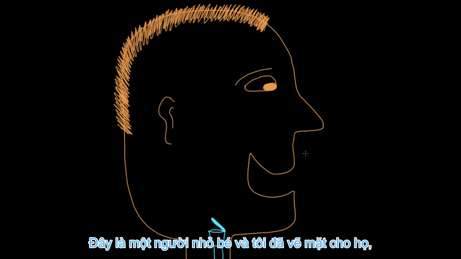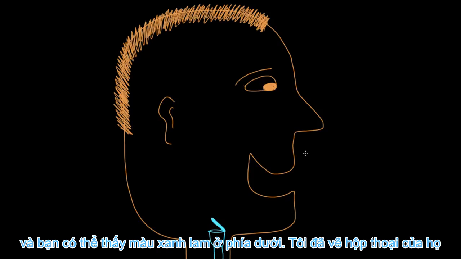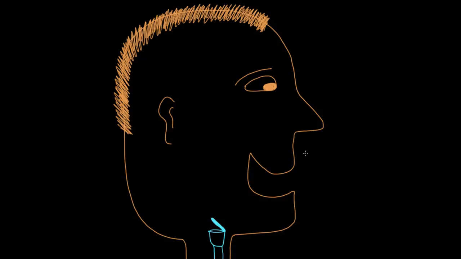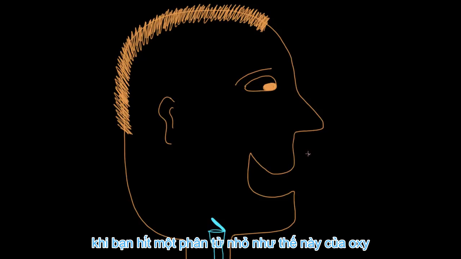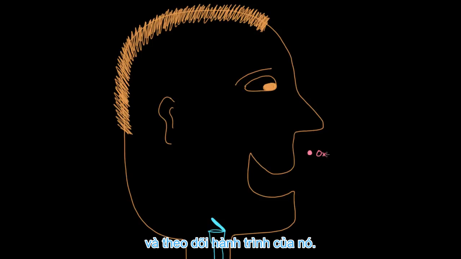So here's a little person, and I've drawn their face, and you can see in blue at the bottom I've drawn their voice box. And I'm going to show you exactly what happens when you draw a little molecule like this of oxygen and follow it along its journey. So it's going to be breathed in either through the nose or through the mouth.